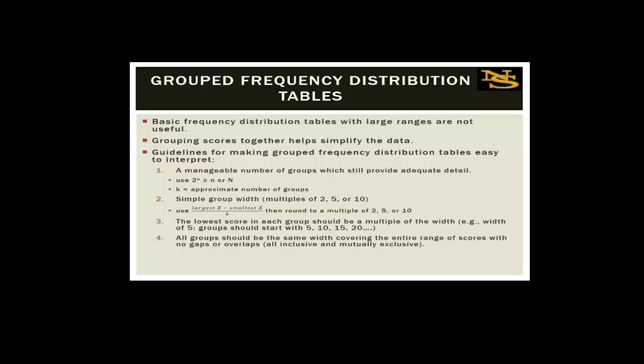Now, when you create your grouped frequency distribution table, you want to make sure that each group is the same width. You want to make sure that there are no duplicates of scores for each group, so mutually exclusive groups, no overlap. And you want to make sure that you cover the full range of scores in your data set, so all inclusive. Just like a standard frequency distribution table, you want to represent the full range of values. But in the grouped frequency distribution table, you're just breaking those up into groups, but you still want to represent the full range of scores in your data set.